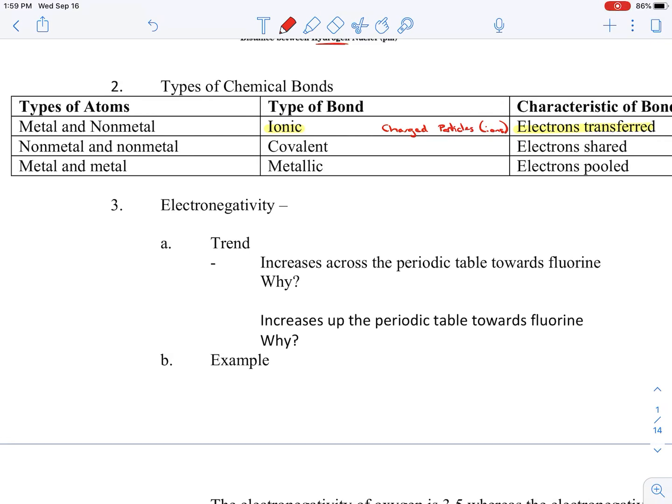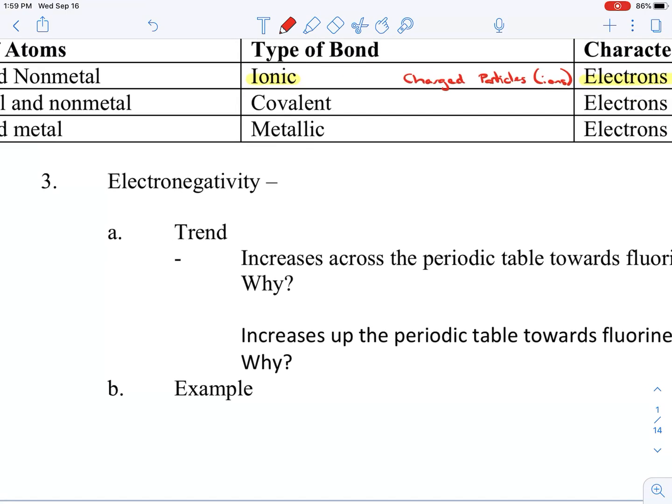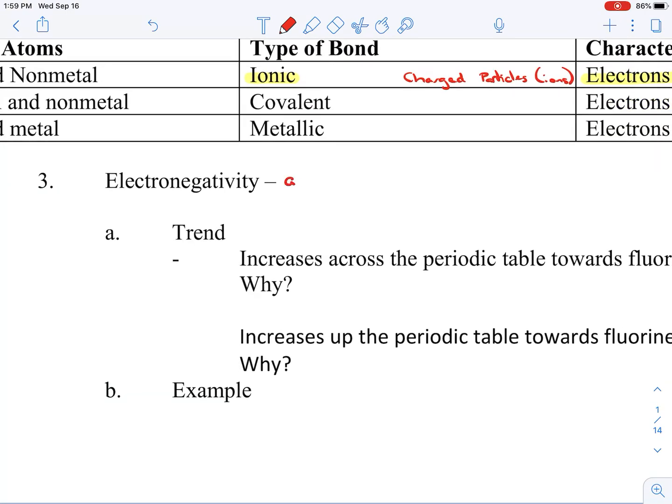So jumping into the reasons we have bonds and what type of bonds we have, it is based on electronegativity. And electronegativity is an atom's attraction for an electron. And this is within a bond. So we've already got a bond going. And so how much does that atom attract electrons to itself?